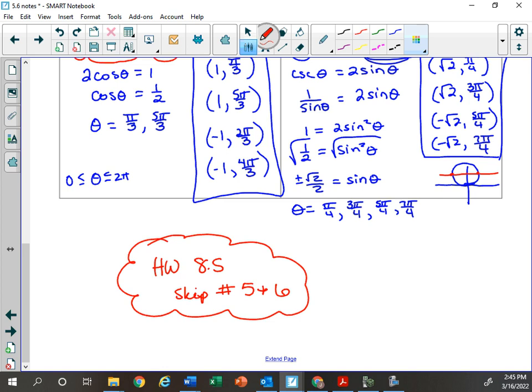Guys, skip 5 and 6. So you're only going to do 1 solving, 1 on the back. And even it's kind of tricky, but do the best you can.